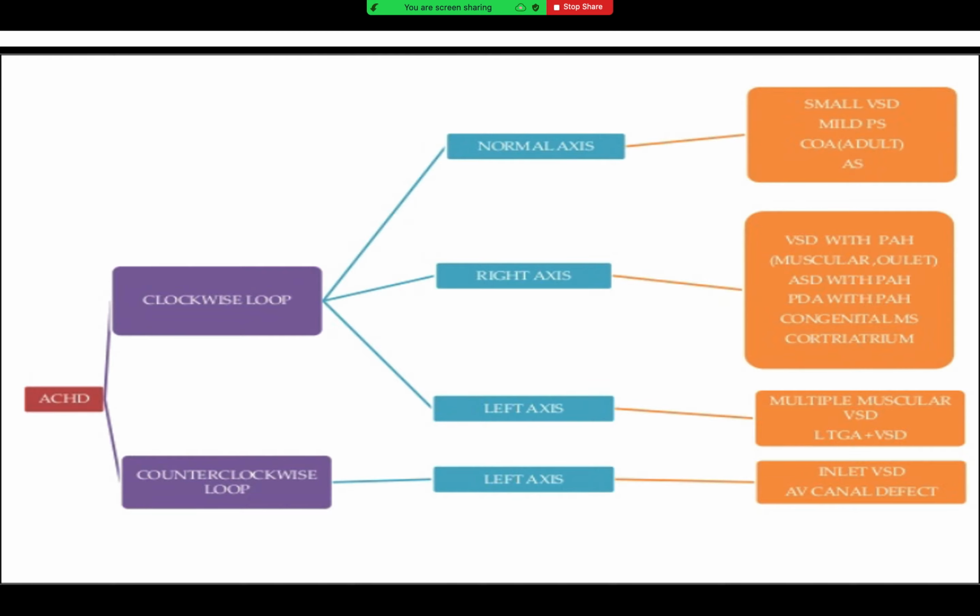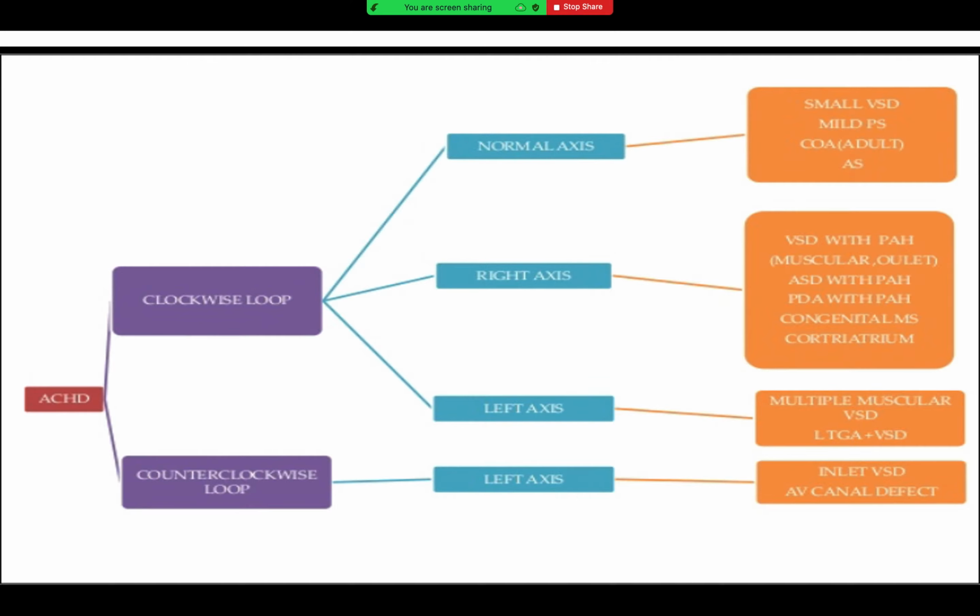So what happens in the CHDs with the clockwise loop or the counterclockwise loop? If it is counterclockwise loop, if the axis is going to be left-sided, most commonly it can be inlet VSD or AV canal defects. Similarly, if you notice there is a clockwise loop and there is going to be normal axis, then most likely it can be a small VSD or mild PS or coarctation of aorta as well. Similarly, for the left axis, it can be multiple muscular VSD, okay, with LTGA plus VSD.